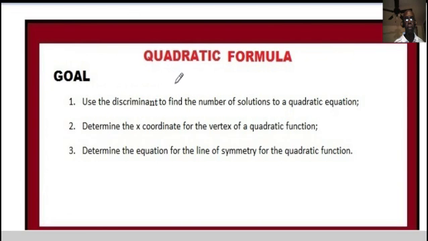This is a lesson on the quadratic formula. The goals of this lesson are to: 1. Use the discriminant to find the number of solutions to a quadratic equation. 2. Determine the x-coordinate for the vertex of a quadratic function. 3. Determine the equation for the line of symmetry for a quadratic function. You may pause the video at any time and take notes.